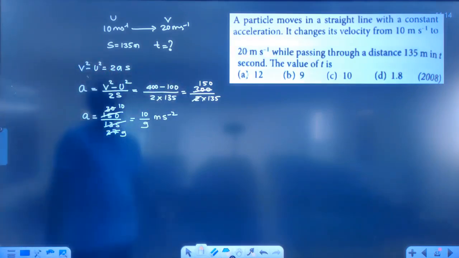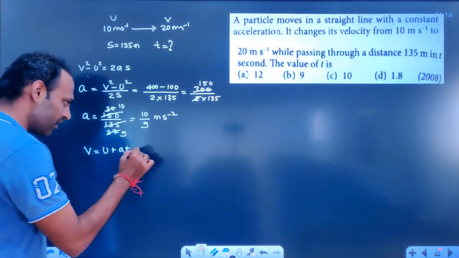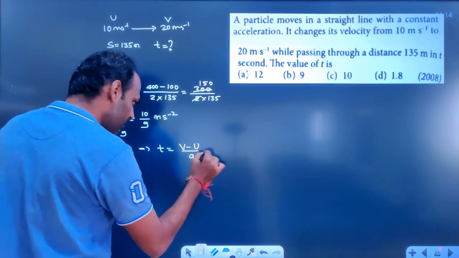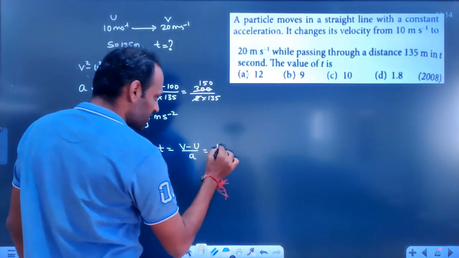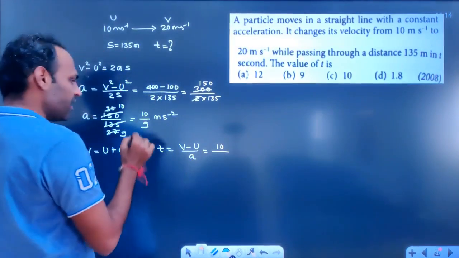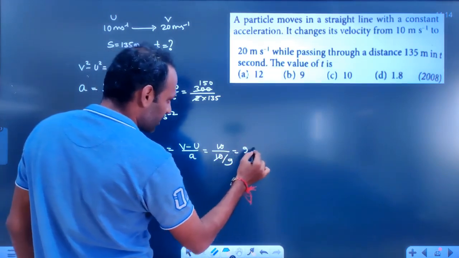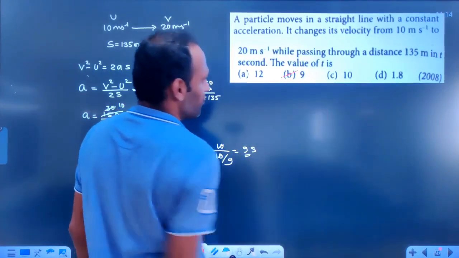We want time now, so to calculate time we can use this formula. v is equal to u plus at formula I can use. So t is equal to v minus u divided by a. How much is v? v is 20, u is 10. So 20 minus 10 is 10 divided by a. a we got is 10 divided by 9. So 10 and 10 will get cancelled. t is equal to 9 seconds I will get. Okay, 9 seconds. So option B is correct.